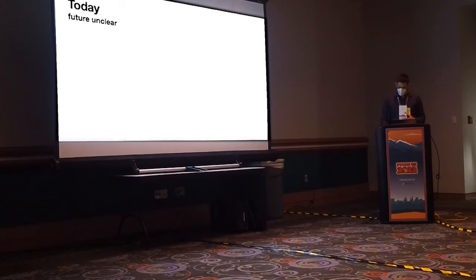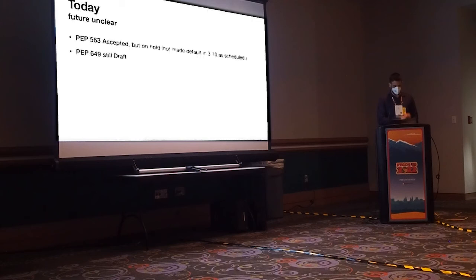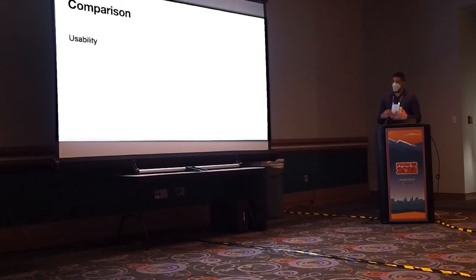So that brings us up to today, where the future remains unclear. PEP 563 was accepted in Python 3.7, but it is now on hold. The steering council decided not to make it the default behavior in 3.10 because these issues have come up. And so it's kind of in limbo. And PEP 649 is still a draft. So in order to hopefully move this forward a little bit, I'm going to try to present a high-level comparison of those two PEPs along three axes: usability, performance, and the migration path to get to the final state.